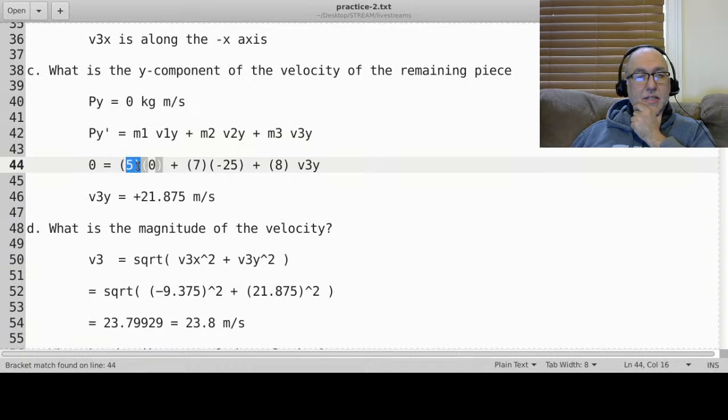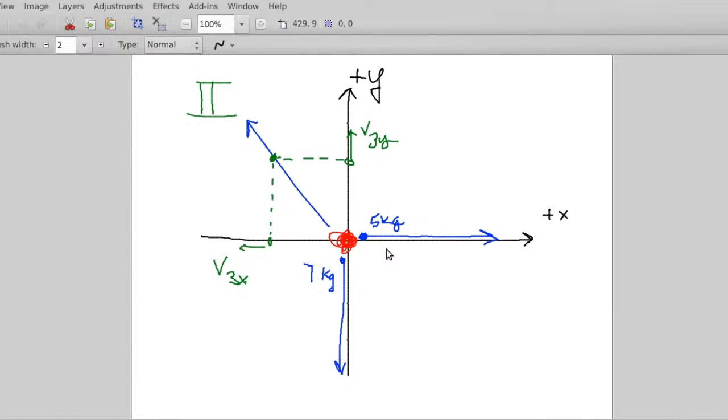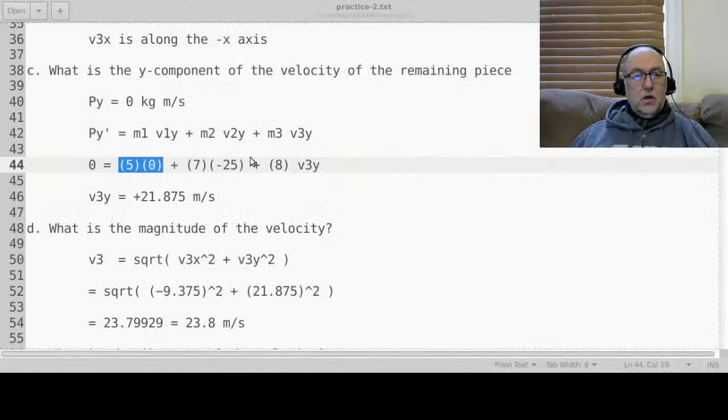This time, the y component of the 5 kilogram mass is 0. Take a look at that diagram again. See the 5 kilogram, it's purely along x, no y component at all. That means that v1y, the y component of v1, is 0. So we're just looking up and down. Is that 5 kilogram moving up or down at all? No, it's moving purely to the right, and so it has no y component. So that's why there's a 0 there.